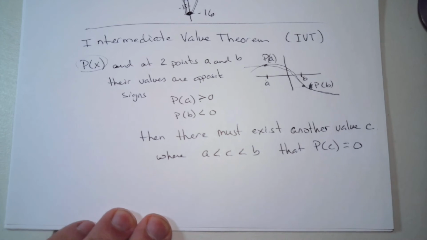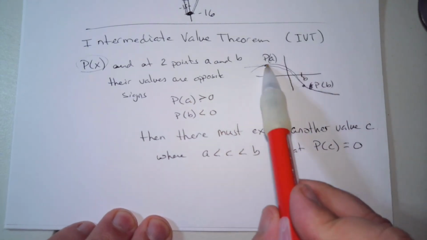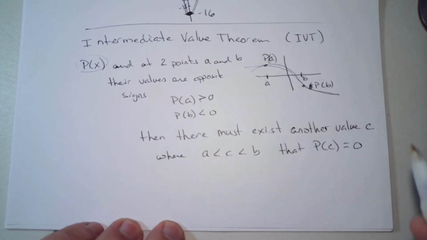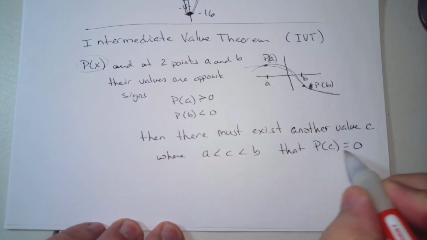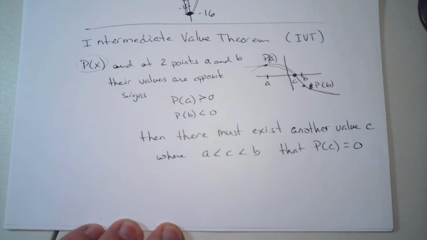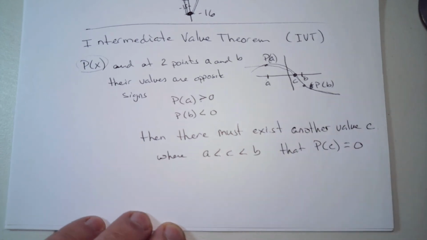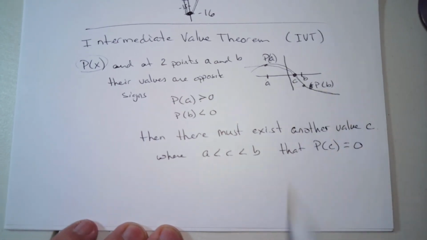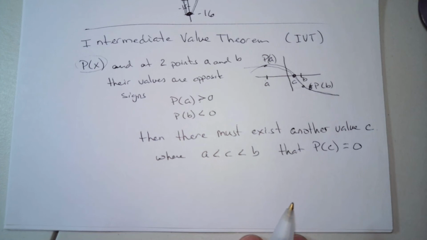The intermediate value theorem says this. If I have 2 points on opposite sides of the x-axis, then there has to be a point between those 2 points where it equals 0. Like right here. That is my C point. I mean, there could be more, but there's at least 1 point where we can calculate it. So that's the intermediate value theorem.